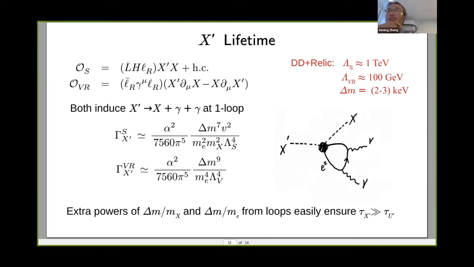X-ray observations. That's a good point, but I'm afraid that this decay lifetime is about 10 orders of magnitude larger than the age of the universe. And the constraint from the X-ray, I can't remember the exact number, but it is at most about 2 orders of magnitude larger than the age of the universe. So I don't think we need to worry about it.